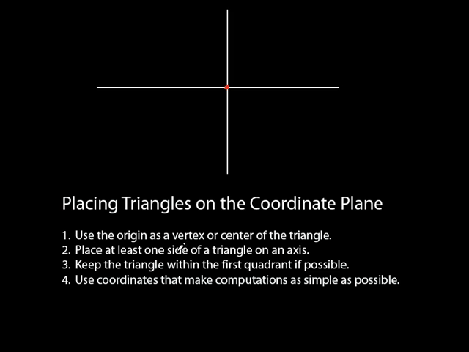It also says place at least one of the sides of the triangle on an axis. Could be either one of the axes, or it could be both of them. So let's do that. Let's put a side of our triangle. I'm going to draw a triangle on here. And let's put one of the sides right there. Let's drop it down a little bit. There we go. Okay, so that's going to be one of our sides of the triangle.